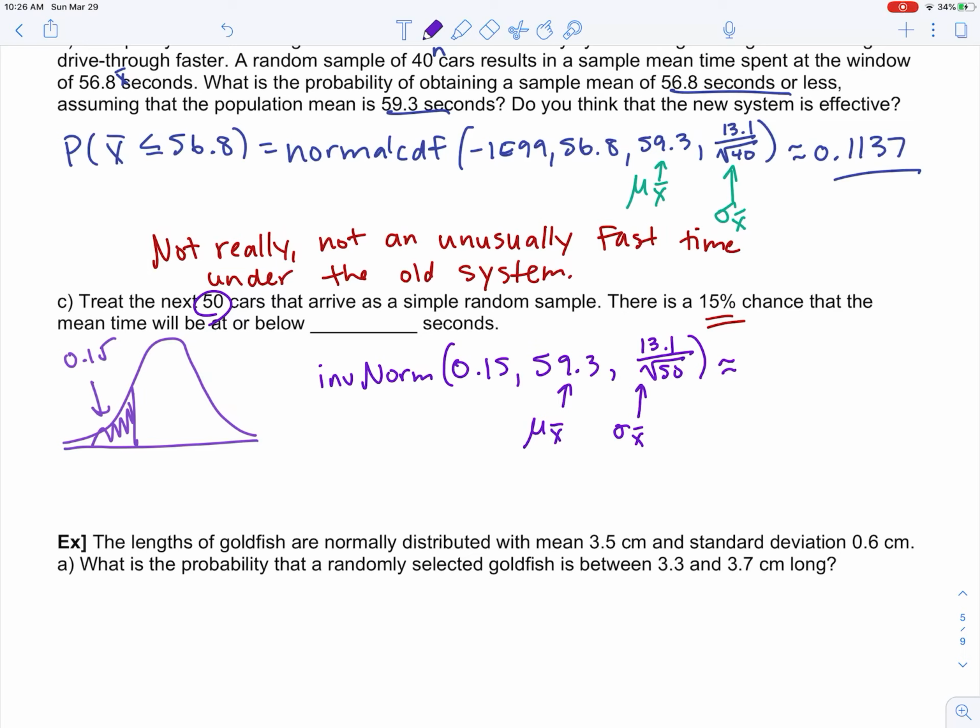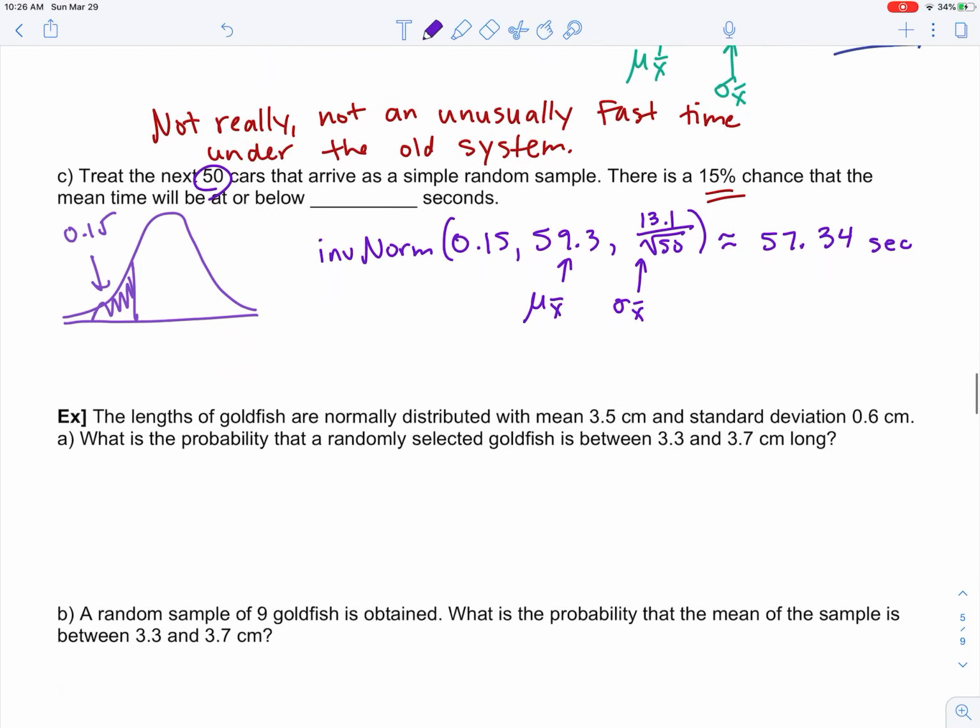Okay, so let's put that in the calculator. 0.15, comma, 59.3, comma, 13.1 divided by the square root of 50. Okay, so I got about 57.34 seconds. So that means there's a 15% chance that the mean time will be at or below 57.34 seconds for the next 50 cars that arrive.